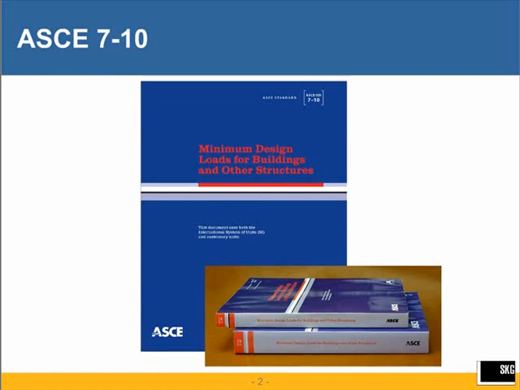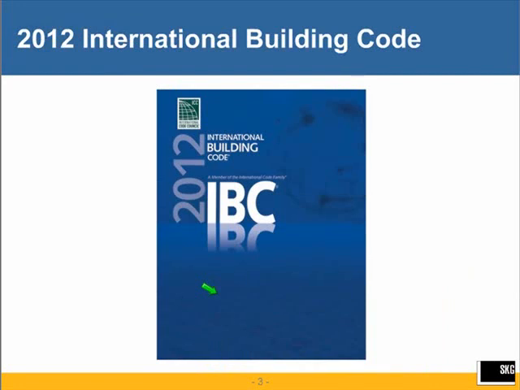Let's go ahead and get started and start discussing the seismic related changes between ASCE 7-05 and ASCE 7-10. You can see here in the picture the difference in thickness between the two books. That tells you right off the bat that there are a lot of changes. ASCE 7-10 came out in May of 2010. It's kind of hard to believe that it's been out for that long, but it has, and so we're all getting used to the new provisions.